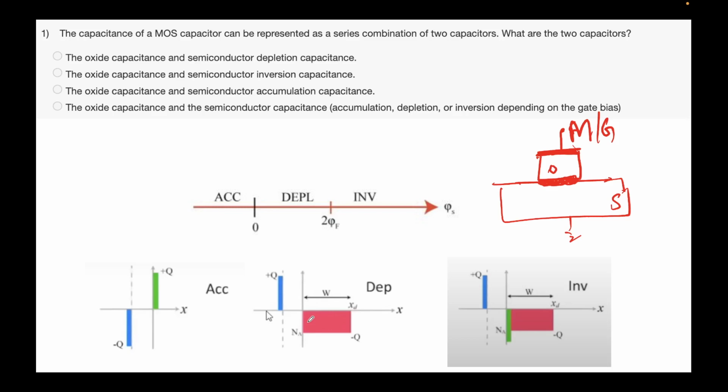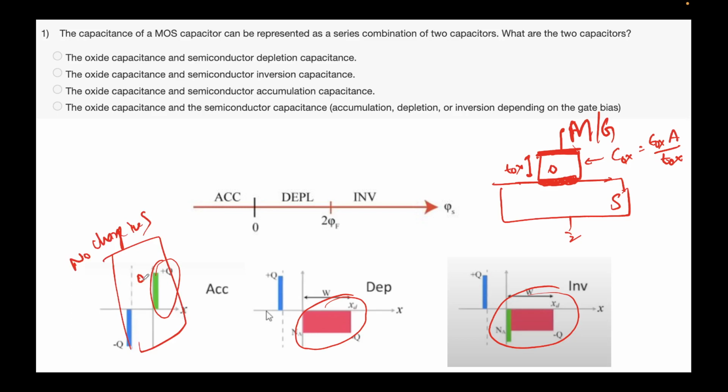There will be another capacitance. See this, because there is some charge even here as well. These charges, either this or this or this, I don't know, but there can be some charge inside the semiconductor, right? So here in this diagram there is no charge inside the semiconductor. All of this charge is across the oxide. Here that's not the case. Yes, some charge is across the oxide, but some is still inside the semiconductor itself. Remember, this is what we had talked about as the depletion capacitance.